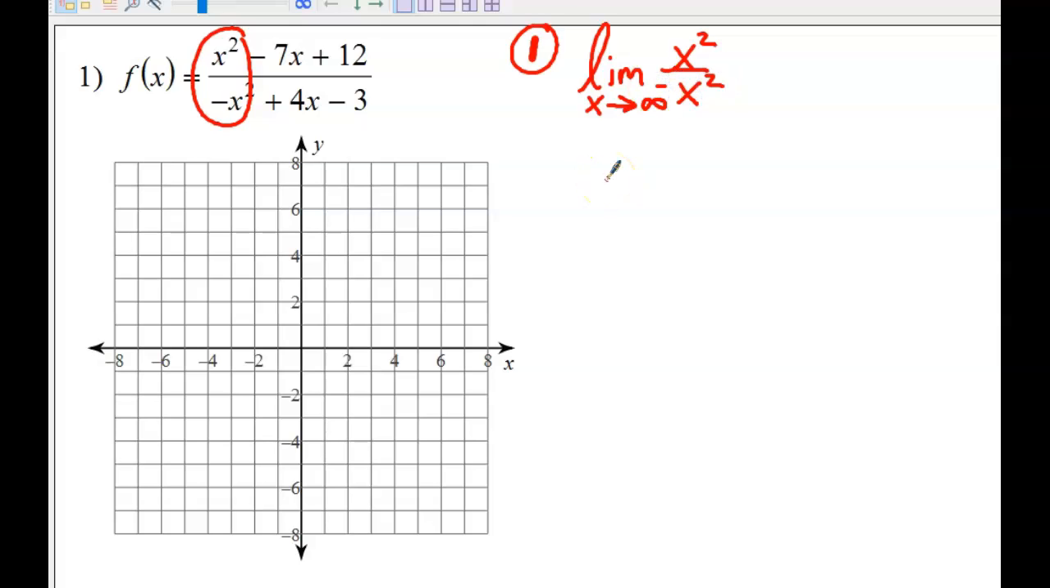All right. And then we reduce that. So x squared over x squared, that reduces to what? -1. And what is the limit of a constant number at infinity? Or what is the limit of 1 at infinity? It's just 1. Whatever number it is, that's the answer.